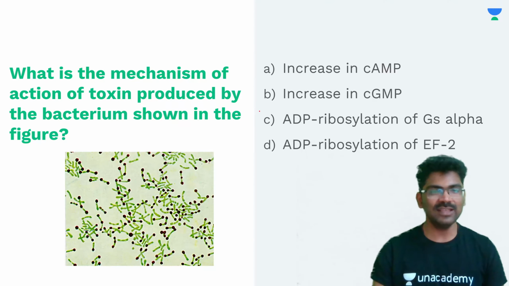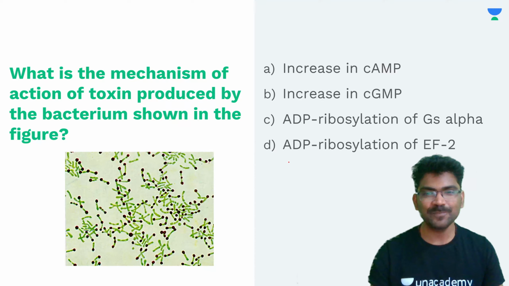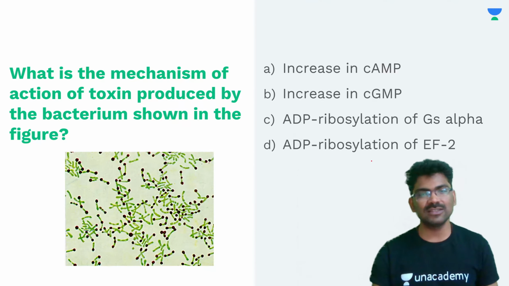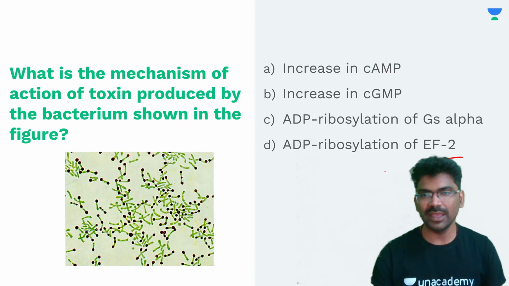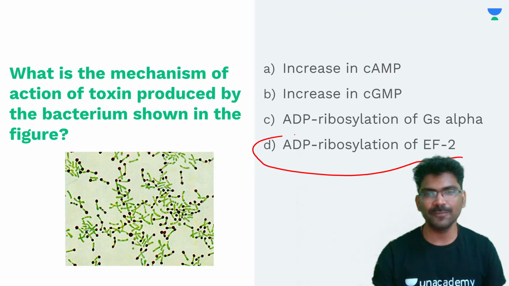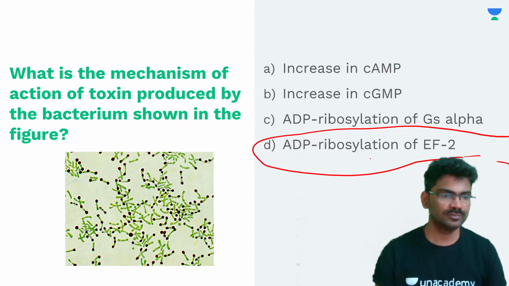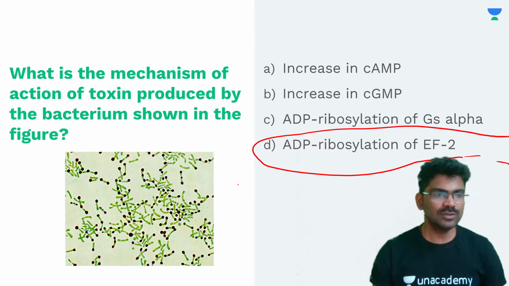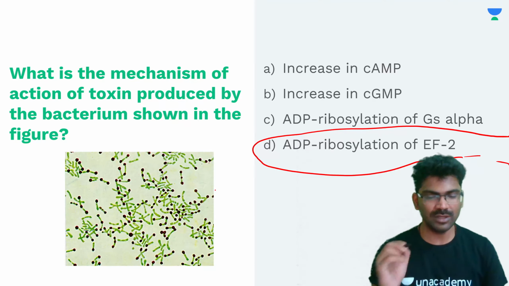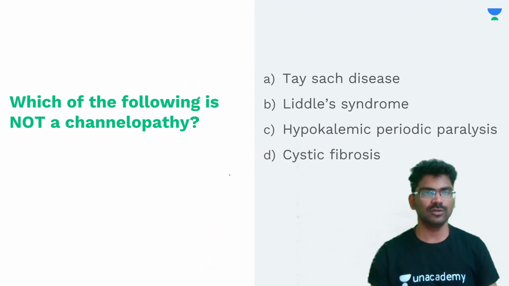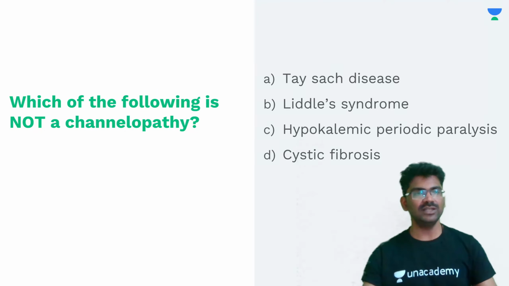Thank you for attending. So, this is Corynebacterium diphtheriae, and the mechanism of action of diphtheria toxin is ADP ribosylation of elongation factor 2. Right? This is an easy question, as many of you are answering nicely. Good. Let's move ahead.